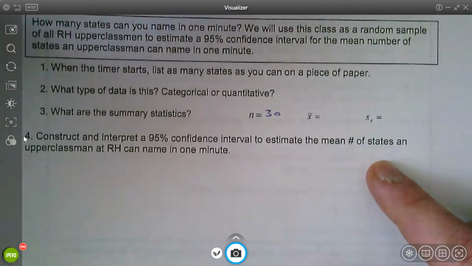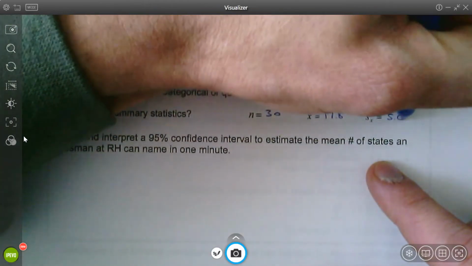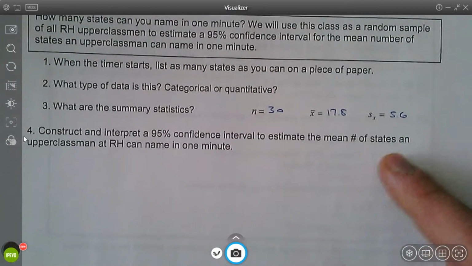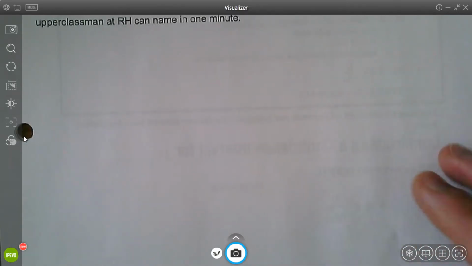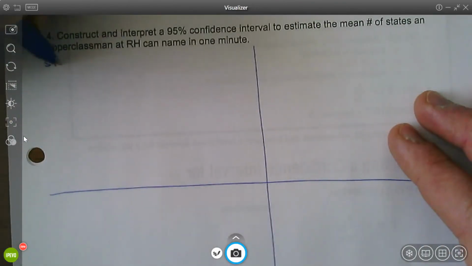So the sample size was 30. The mean was 17.8 and the standard deviation 5.6. So construct and interpret a 95% confidence interval to estimate the mean number of states an upperclassman at our age can name in 1 minute.